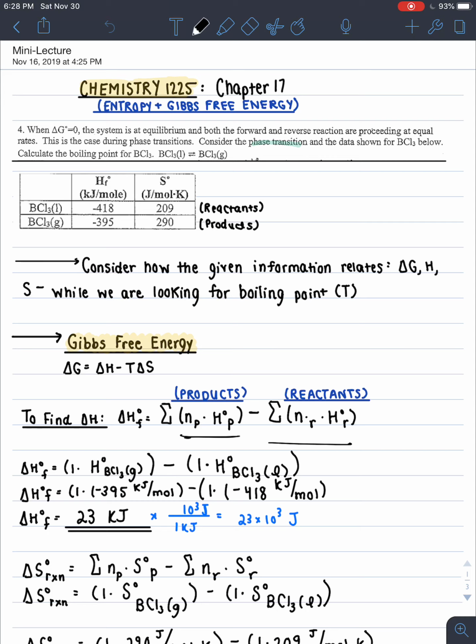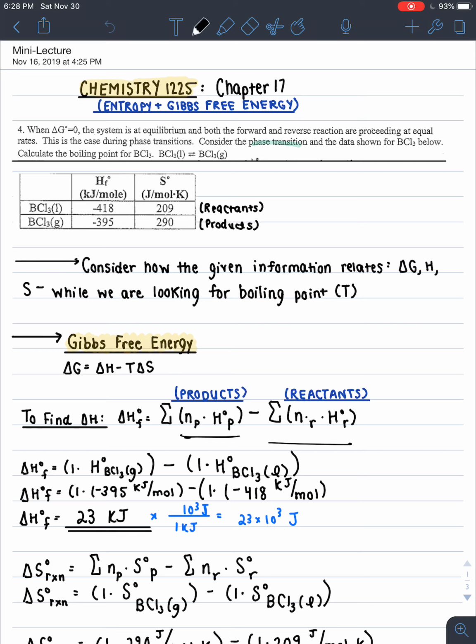Consider the phase transition in the data shown for BCl3 below. Calculate the boiling point for BCl3, represented by the reaction BCl3 liquid goes reversibly to BCl3 gaseous.